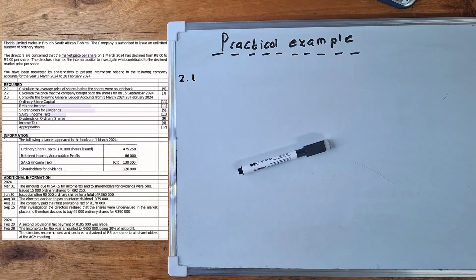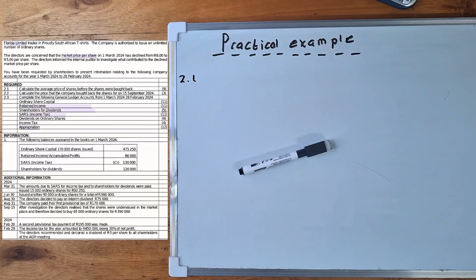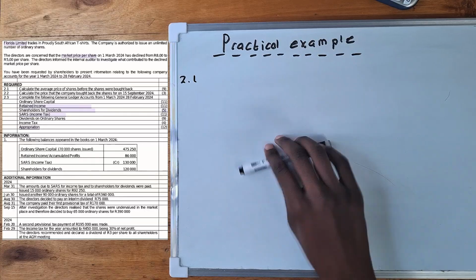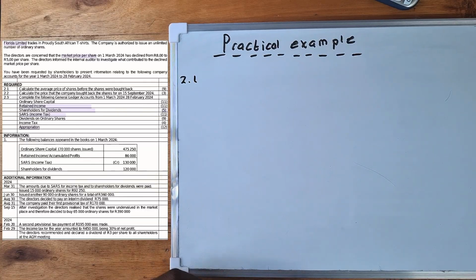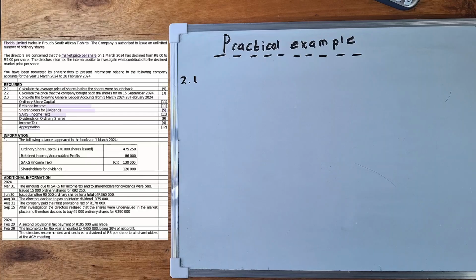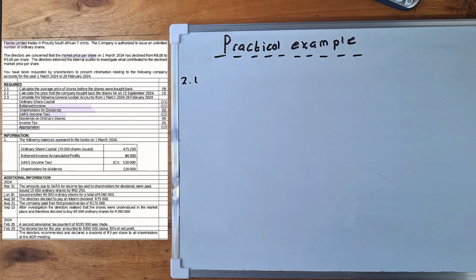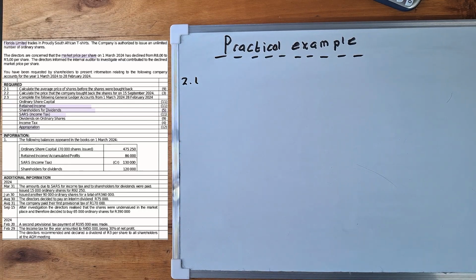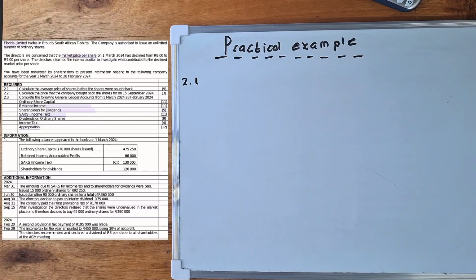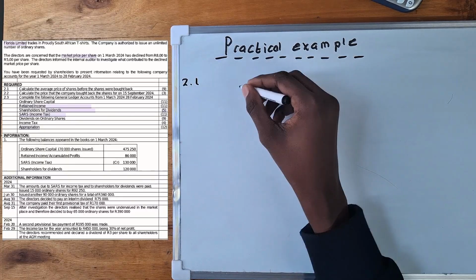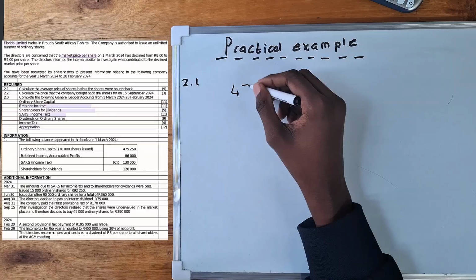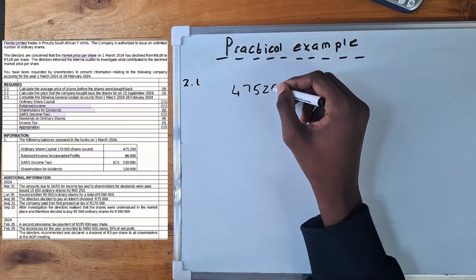So the first question says that we must calculate the average share price before the shares were bought back. Now remember, at the beginning of this video, we talked about the two formulas. So we're using the second formula here. If you look at the first piece of information there, we have our ordinary share capital, which is 475,250, right?